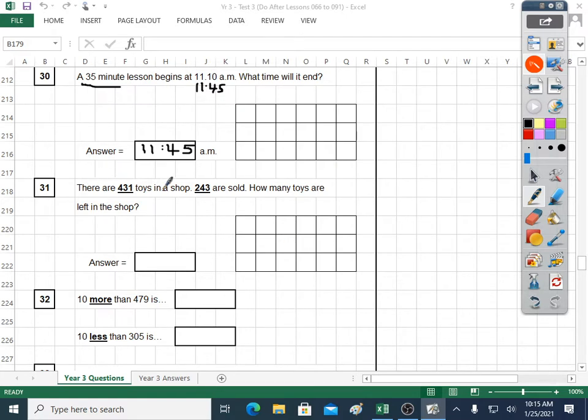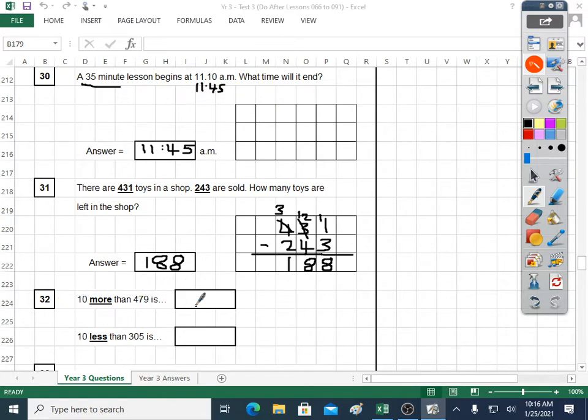Question 30. There are 431 toys in a shop, 243 are sold. How many toys are left in the shop? Well, we had some toys, if we were the shopkeeper. Some were sold, so we're going to have less. So it's going to be a minus to make it less. Do all your normal borrowing that you do all the time in morning maths. That's why morning maths is so important, to give you the skills to then take into these word problems. We don't do proper word problems in morning maths, although we use some vocabulary, don't we? But now we're doing word problems with those skills. 188 toys. You could write toys, you don't have to. So 188 is our answer, and we're on to question 32.